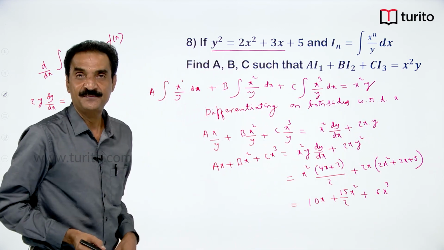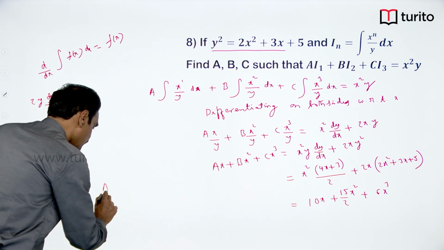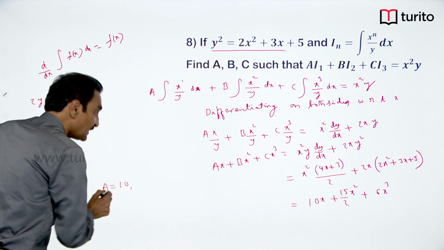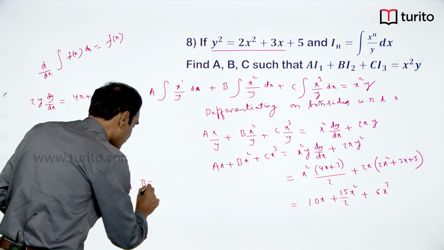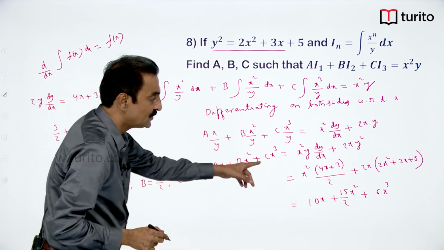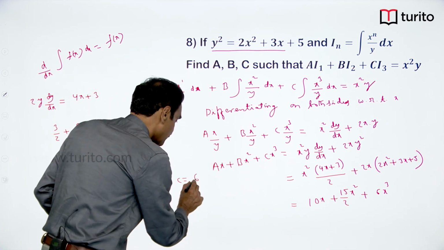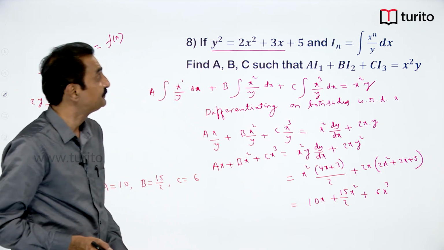Now comparing the coefficients, we get A is equal to 10, B is equal to 15 by 2, and C is equal to 6. Okay. Next question.